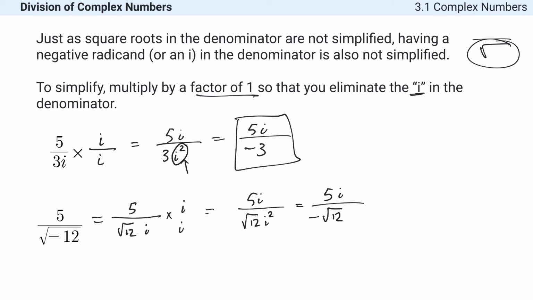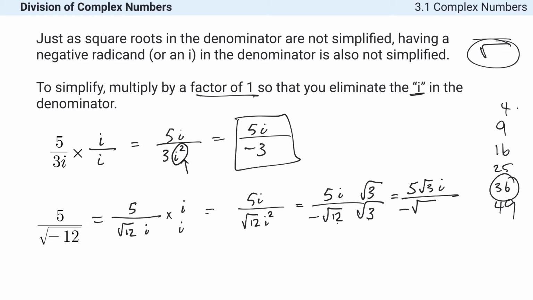But on the bottom, I don't want to have an i, but I also don't want to have a square root. So I want to multiply this by something so that I get rid of the square root on the bottom. So you multiply it by a number so that you get one of those perfect numbers, the perfect squares of 2, 3, 4, 5, 6, 7, etc. And it turns out I can multiply 12 by 3, and that would give me 36. So if I multiply the bottom by 3, I've got to multiply the top by 3. So on the top, I'm going to have 5 root 3i over negative square root of 36.